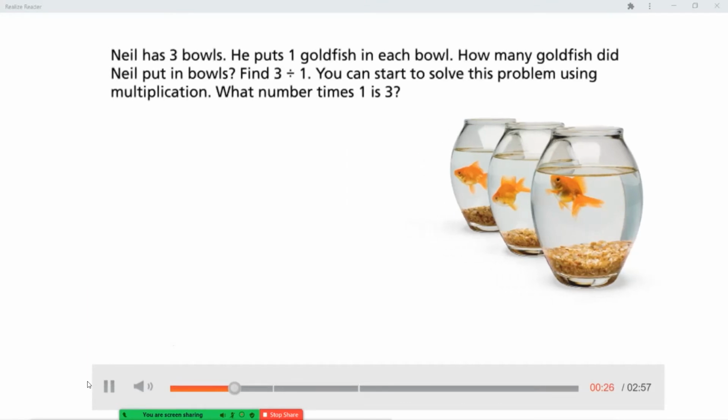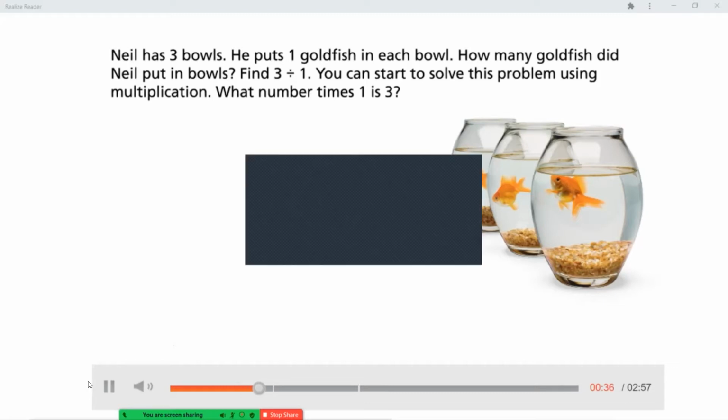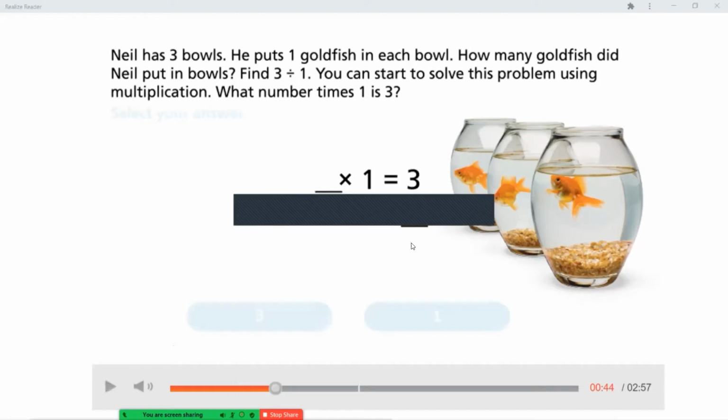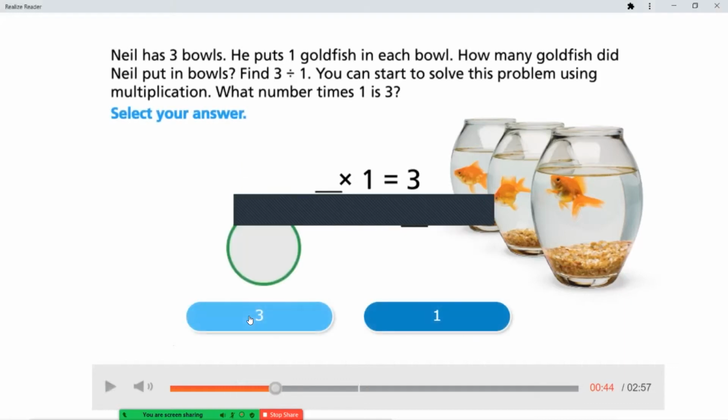Neil has 3 bowls. He puts 1 goldfish in each bowl. How many goldfish did Neil put in bowls? Find 3 divided by 1. You can start to solve this problem using multiplication. What number times 1 is 3? Select your answer.